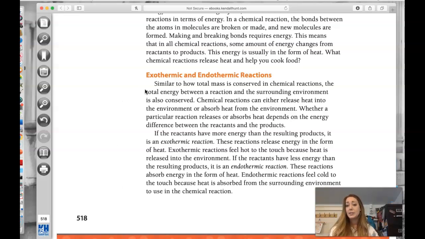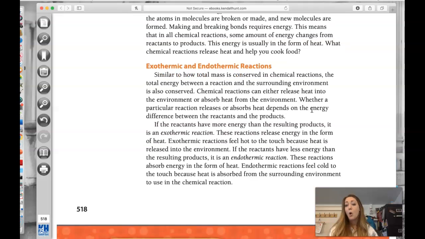Similar to how total mass is conserved in chemical reactions, the total energy between a reaction and the surrounding environment is also conserved. Chemical reactions can either release heat into the environment or absorb heat from the environment. Whether a particular reaction releases or absorbs heat depends on the energy difference between the reactants and the products. If the reactants have more energy than the resulting products, it is an exothermic reaction and they release energy. So exothermic, release energy, gives off heat. Exothermic reactions feel hot to the touch because heat is released into the environment.